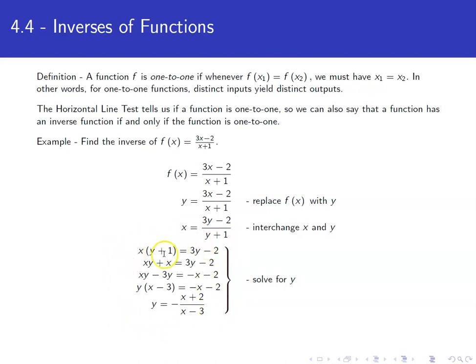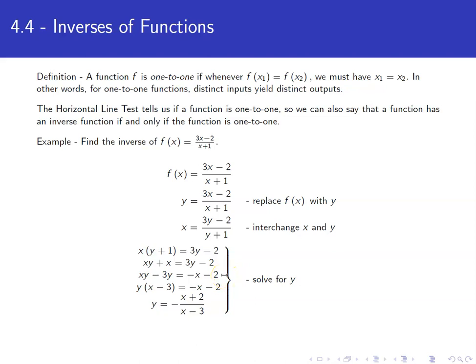We multiply both sides by y plus 1. So we get x times the quantity y plus 1 equals 3y minus 2. Again, we're trying to solve for y, so we're going to gather the y's. In order to gather the y's, we're going to need to distribute on the left-hand side first and get xy plus x equals 3y minus 2.